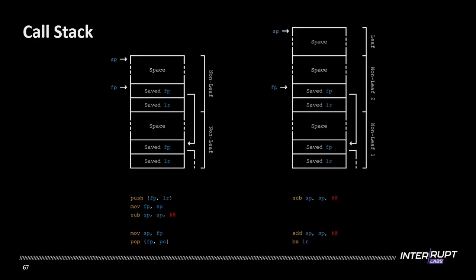For leaf functions, just like in ARM64, these generally don't bother with saving the frame pointer and link register at all. In the prologue, the stack pointer is just decremented, and in the epilogue it is just incremented, followed by a BX to the link register.